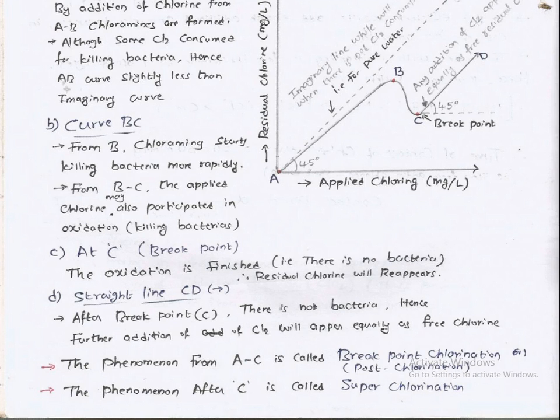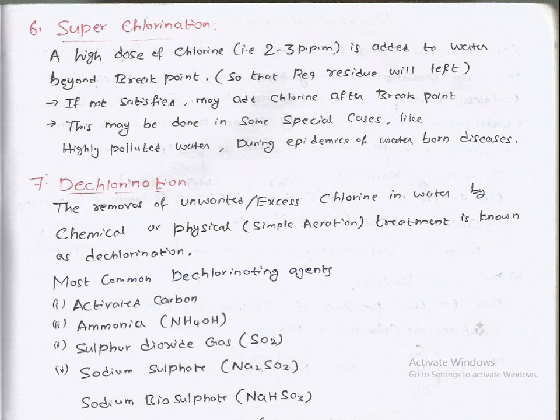Superchlorination. A high dose of chlorine, that is 2 to 3 parts per million, is added to water beyond breakpoint so that the required residual will be left. If not stabilized, chlorine may be added after breakpoint. This may be done in some special cases, like highly polluted water during an epidemic of waterborne disease.